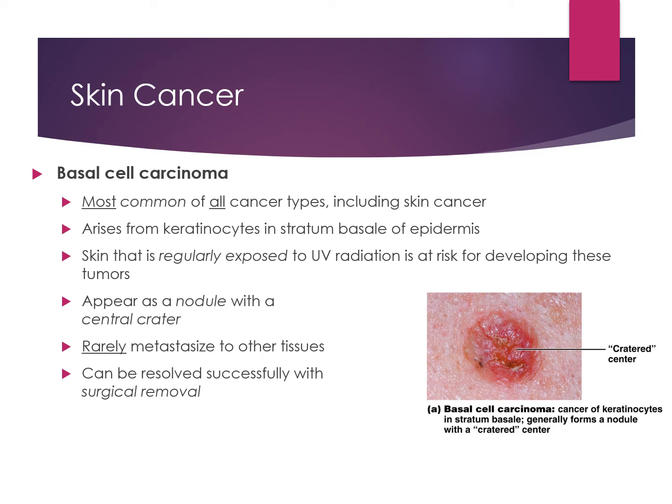The cancer usually appears as a nodule with a central crater. These tumors rarely metastasize to other tissues, and so this type of cancer can be resolved or healed successfully with surgical removal. This is an image of what basal cell carcinoma looks like.